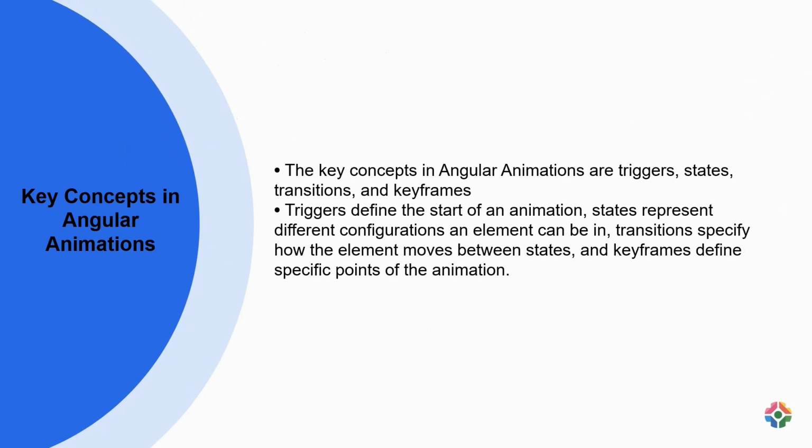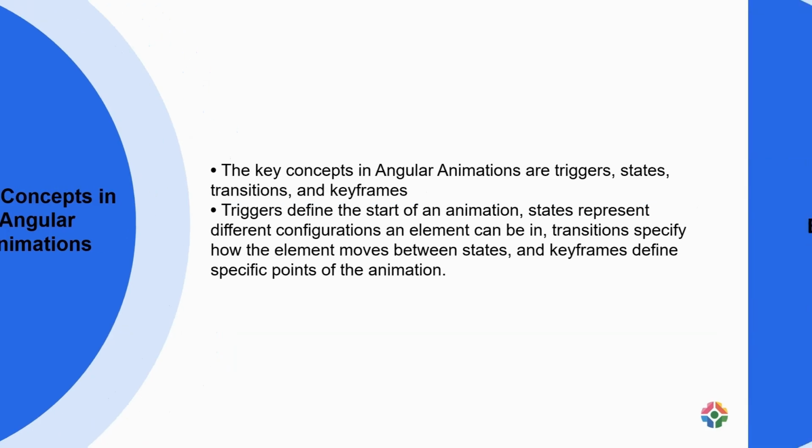Angular animations involve key concepts such as triggers, states, transitions, and keyframes. Triggers initiate animations, states indicate different element configurations, transitions dictate state changes, and keyframes establish animation points. For instance, a button changing color when hovered over exemplifies these: triggers, hover event; states, normal and hovered; transitions, color change; and keyframes, initial and final colors.